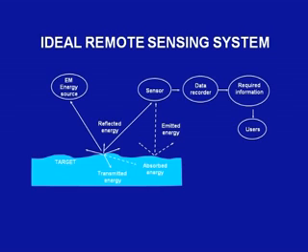First of all, let us look at what is the ideal remote sensing system. This particular slide shows that there is an electromagnetic energy source which strikes the earth. On the earth surface, it gets reflected and it is collected by the sensor. There could be some emitted energy also coming from the earth surface, which could also be recorded by the sensor.